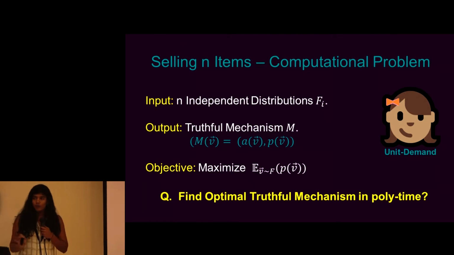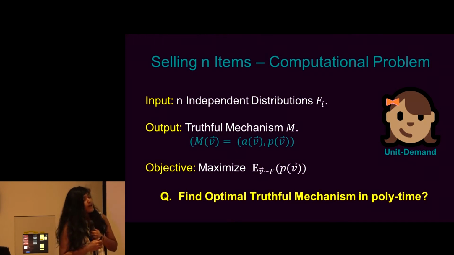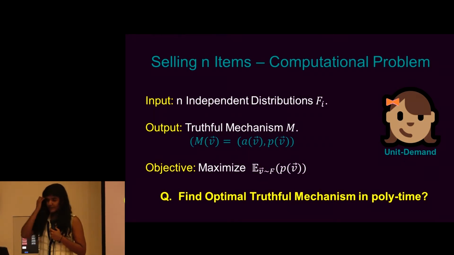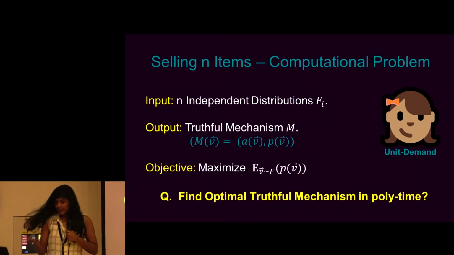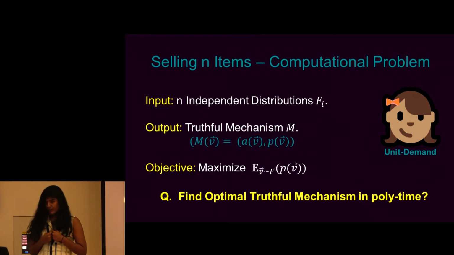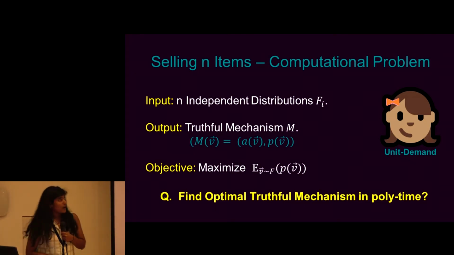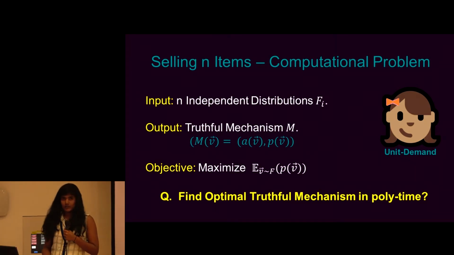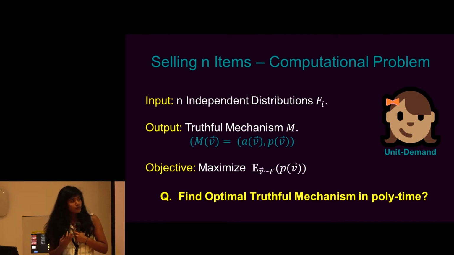I want to now formalize this problem, and I'm going to use computation as my lens. I'm a computer scientist after all. So the input is going to be n independent distributions. The output is going to be a truthful mechanism. Again, the allocation can be a randomized allocation, and the objective is to maximize revenue. And the question we want to answer is, can we find an optimal truthful mechanism in time polynomial in n?